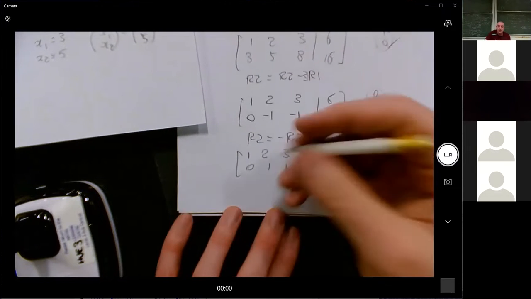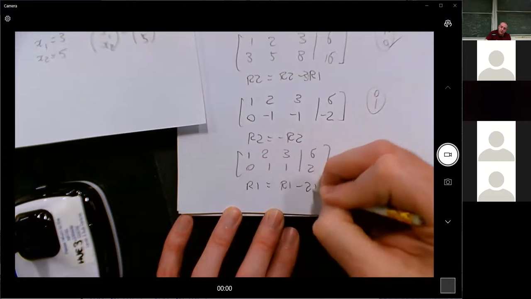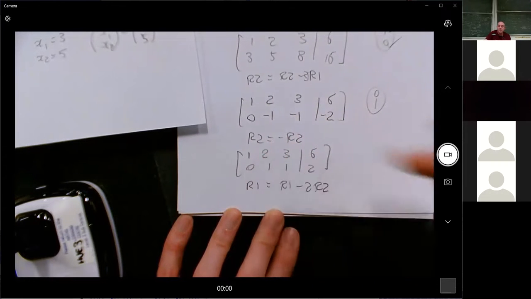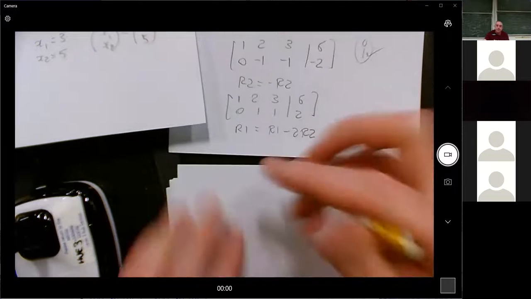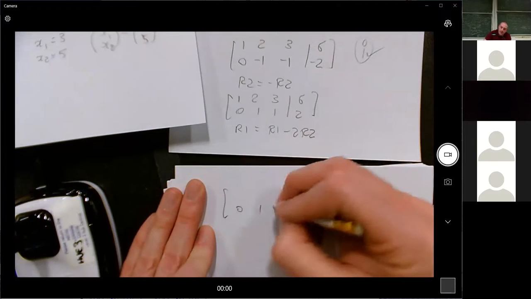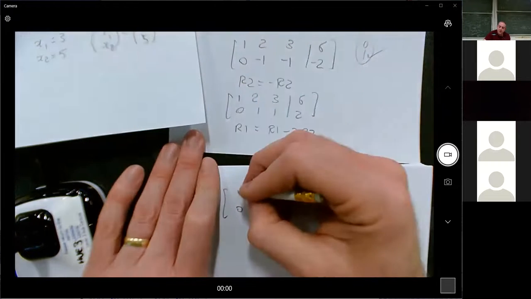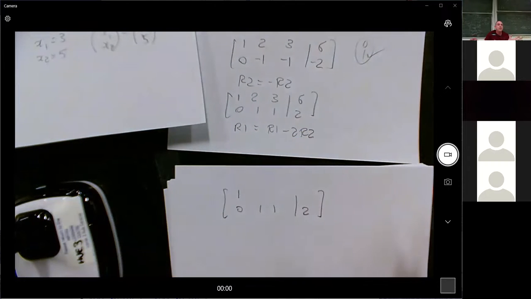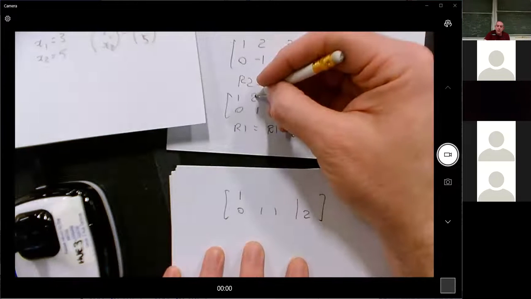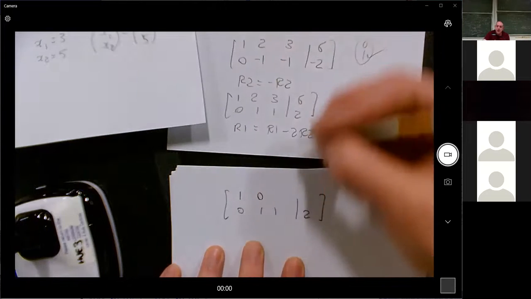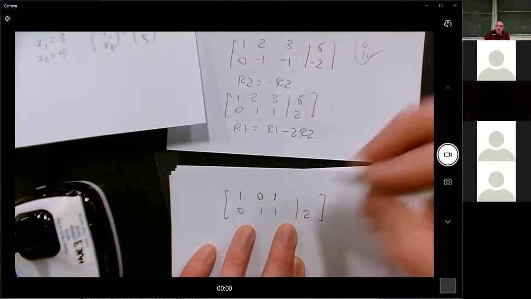And then I will do my new row 1 is the old row 1 minus 2 of row 2. And that'll put a 0 in this spot. Didn't change row 2. 1 minus 2 times 0 is still 1. That's the whole point. We try not to break our ones that we've made. 2 minus 2 times 1 is 0. 3 minus 2 times 1 is 1. 6 minus 2 times 2 is 2.